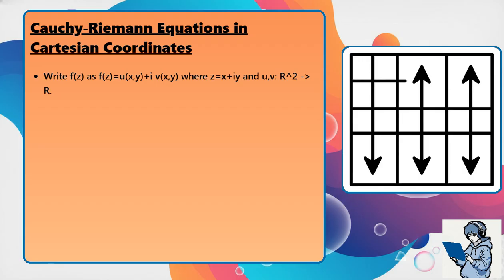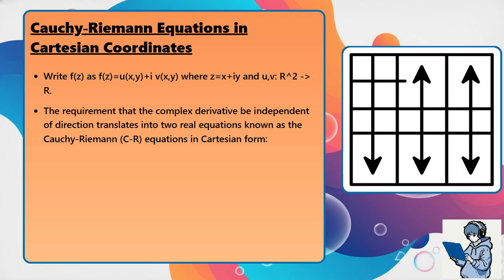Write f(z) = u(x, y) + i v(x, y), where z = x + iy, and u, v map from R² to R. The requirement that the complex derivative be independent of direction translates into two real equations known as the Cauchy-Riemann (CR) equations in Cartesian form. Partial u with respect to x equals partial v with respect to y. Partial u with respect to y equals negative partial v with respect to x.